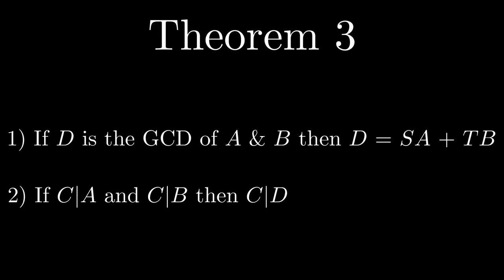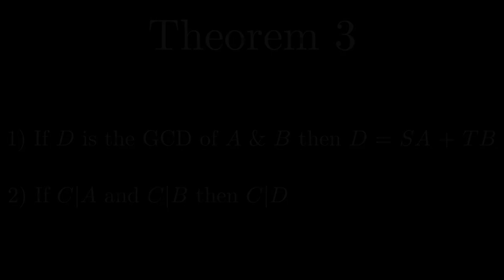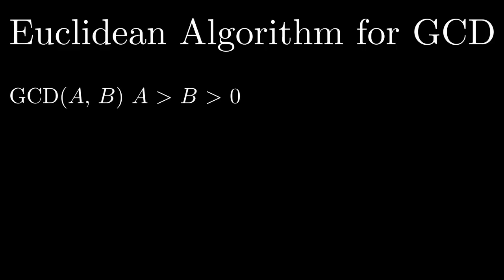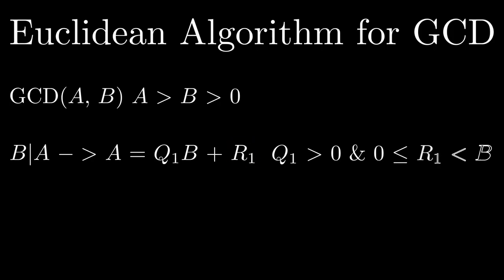Now let's see how we can use an algorithm for calculating it. We will be using the Euclidean algorithm. First, we organize the problem so that for the GCD of a and b, a is greater than b, and b is greater than 0. Next, we divide a by b and get our Theorem 1 formula, some integer q1 times b plus some remainder r1, where q1 is a positive integer and r1 is greater than or equal to 0 and less than b.